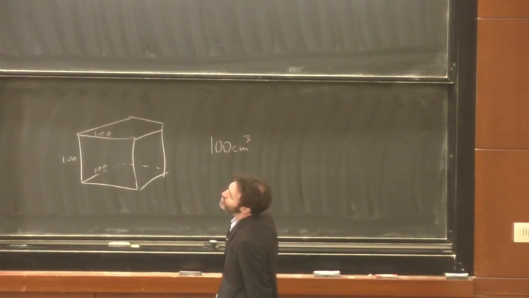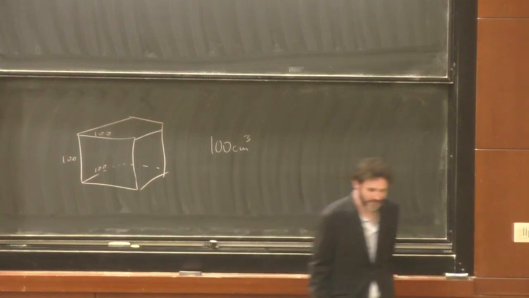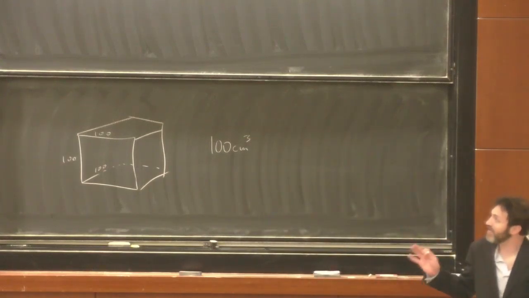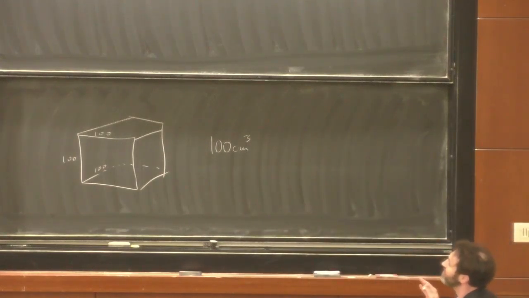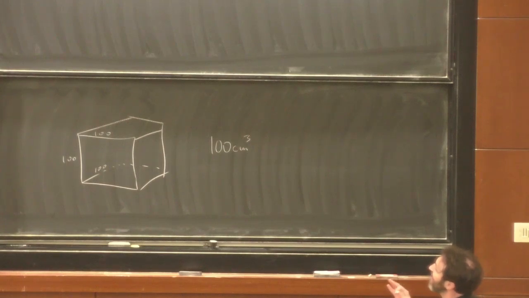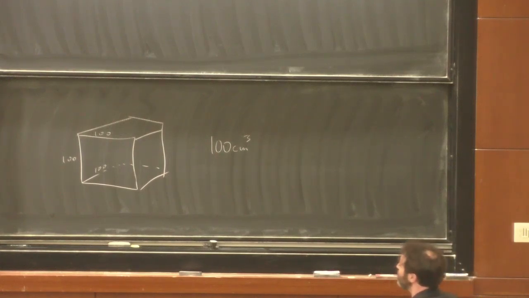Okay, so let me do it exactly how they do it in this problem. They say that 1 meter is 100 centimeters. It's not true that 1 meter cubed is 100 centimeters cubed. While the volume is constant, 1 meter cubed equals 10 to the 6th centimeters cubed. And a liter is 1,000 centimeters cubed, so 1 meter cubed is 10 to the 3rd liters.